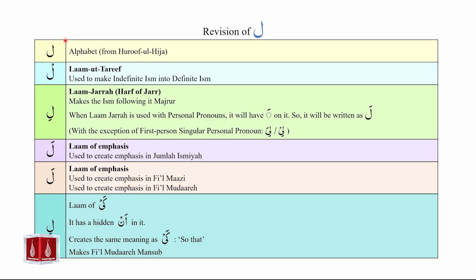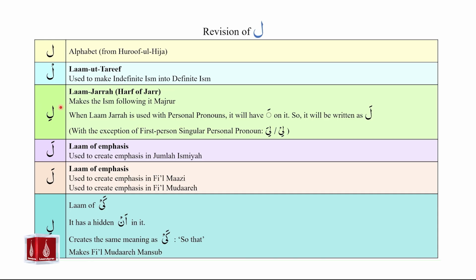The first laam that we studied was the alphabet. This is from our list of huruf al-hija. Next, we studied laam tarif. Laam tarif is identified as this laam with the sukoon symbol on it. And we used this laam to make an indefinite ism into a definite ism.